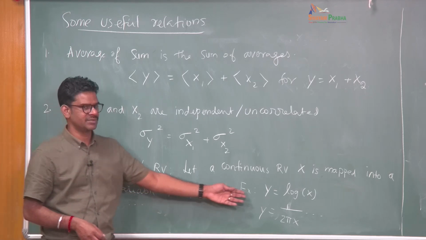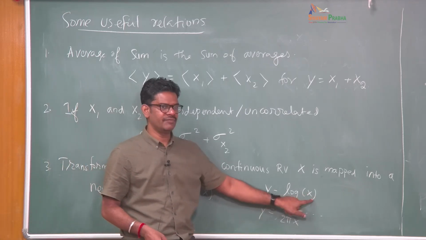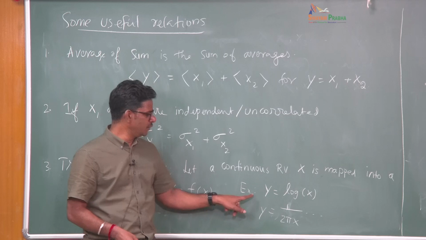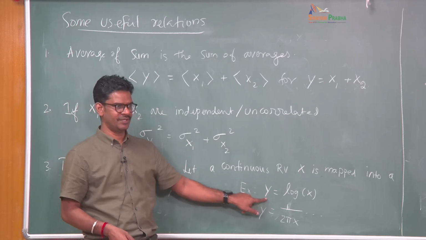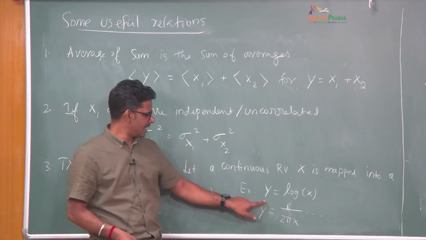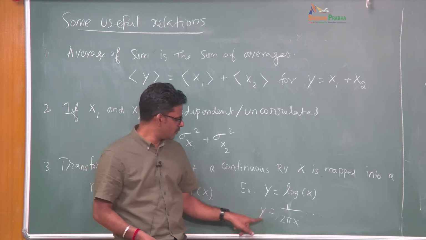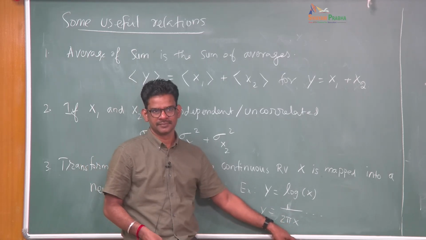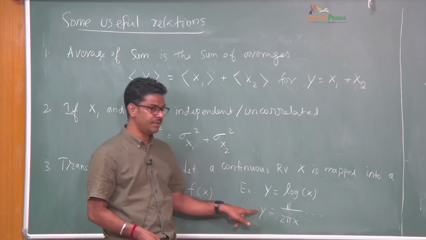So here is an example. x is a random variable, I take the log of that and define a new random variable. So y is also a random variable here. Here I have written y is 1 by 2 pi x. So using this random variable I am defining a new random variable.